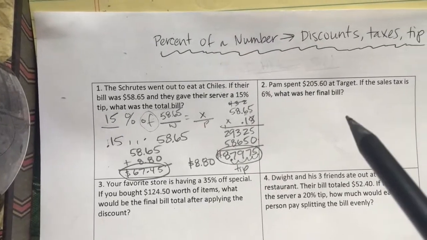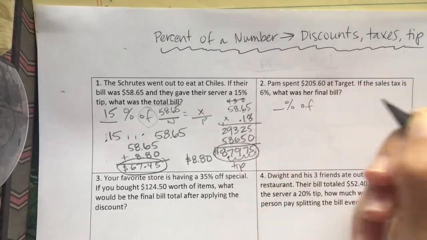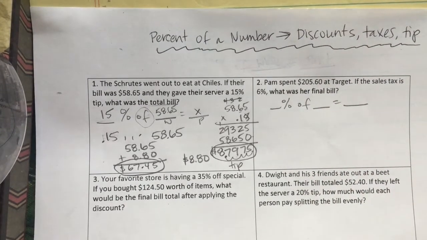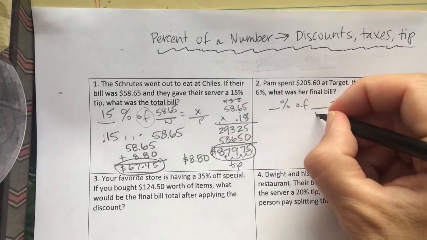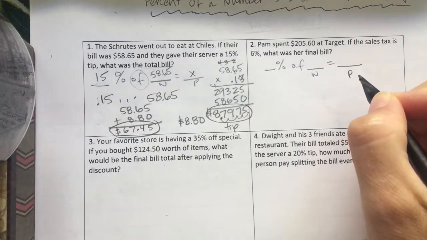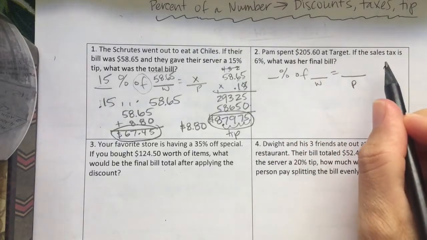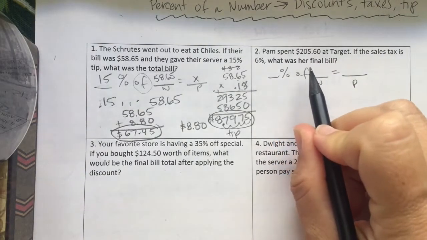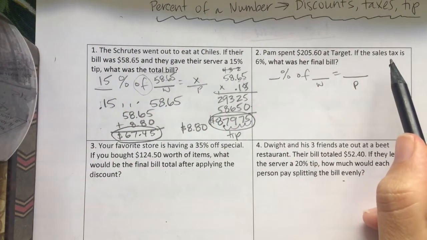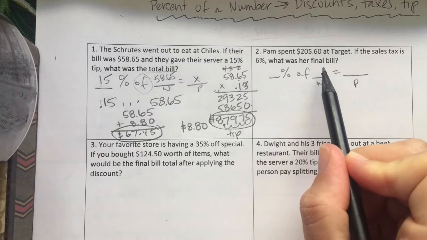Let's go ahead and work on number 2. Go ahead and do your percent of a number, because all these problems are going to require that. I want you to read through the problem and see if you can determine which is the whole and which is the part, okay? Number 2, Pam spent $205.60 at Target. If the sales tax is 6%, what was her final bill? All right, so Pam's at Target, she bought some stuff, and she's still got to pay the tax, which is a 6% tax rate. So we're trying to calculate again the total bill.